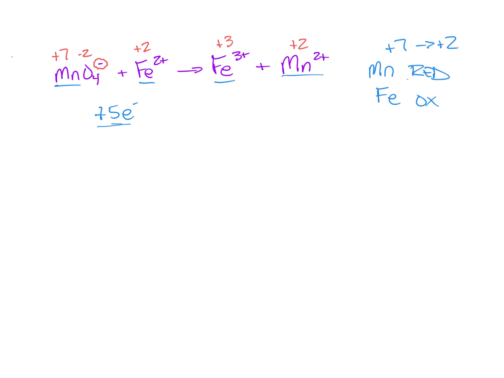So I'm going to put a 5 in front of both my irons. Again, my irons are balanced and my manganese is balanced, but I had to make sure that those electrons were balanced too. Okay, next step, we are going to balance the oxygens, and we're going to do it by adding water. So if I see that I have 4 oxygens on the left, then that means I'm going to have to add 4 oxygens to the right, and I'm going to do that with water.